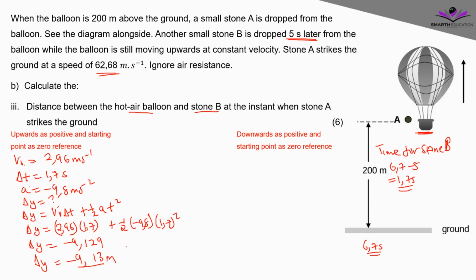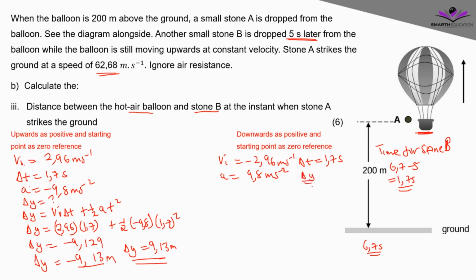Okay, so it means now displacement, calculate the distance between the hot air balloon and the stone B. So the distance will be 9.13 meters. Let's take downwards as positive. Our initial velocity will be negative 2.96, because initially these things are moving upwards. And then time, we have our 1.7 seconds, and then acceleration, if it's moving downwards, is 9.8 meters per second squared. Then we're looking for displacement.